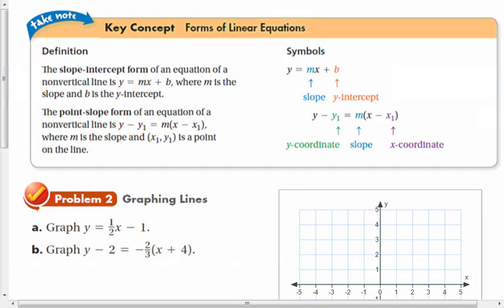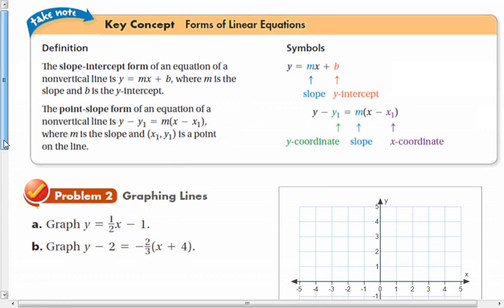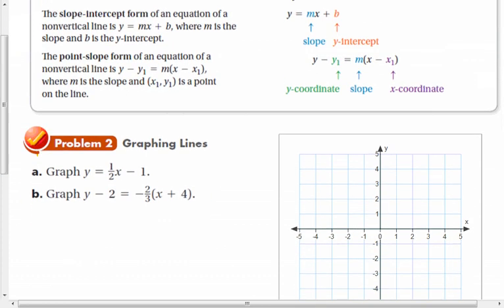All right, the next thing we're going to do is review a couple forms of lines, the slope-intercept form and the point-slope form. In the slope-intercept form, we use the slope and the intercept to create the equation. In the point-slope, we use the slope and any point on the line to create the equation. So if we graph this first one, we have to recognize the form it's in. This is slope-intercept.